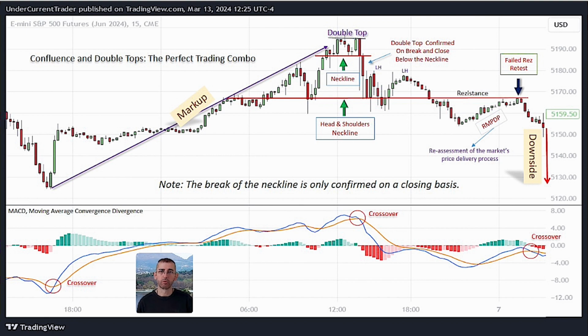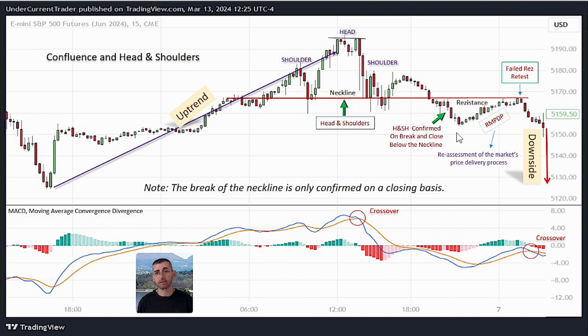Also, it's important to note here the market's extended upward movement, which is met with rejection upon retesting the neckline, now acting as new resistance. This shift can be categorized as an RMPDP, short for what I see as a reassessment of the market's price delivery process at the neckline level.